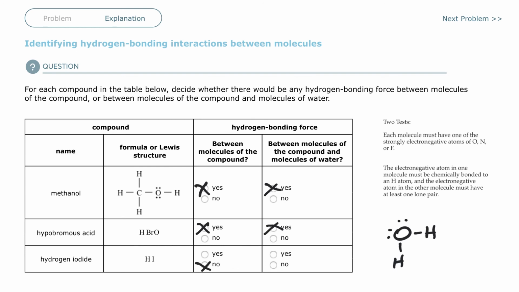There isn't one between the compounds because that hydrogen doesn't have anything to pull with. There's no electronegative atom to pull the electrons. And between that molecule and water, the answer would be no. So, pretty simple question here. I think you can get this pretty good.